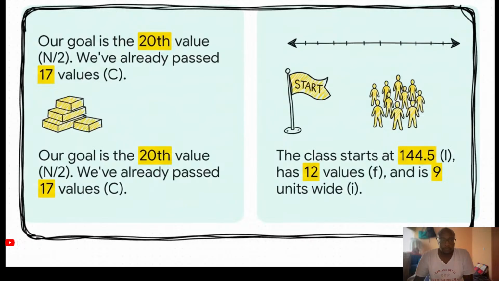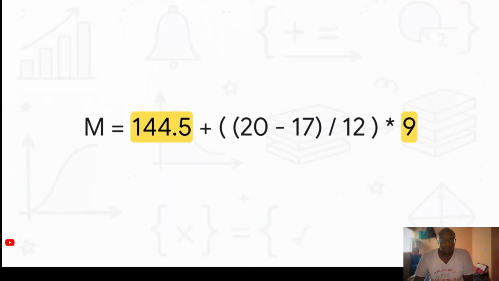Okay, now for the easy part. We just pull the numbers we need right from the table. Our lower boundary, L, is 144.5. The frequency of that class, F, is 12. The cumulative frequency before that class, C, is 17. And of course, we know our target spot, N over 2, is 20. And the width of the class, I, that's just 9. See? We've got everything we need. So, let's plug all of that into our formula.